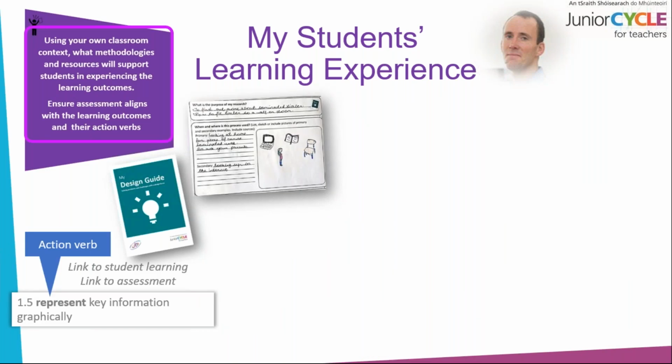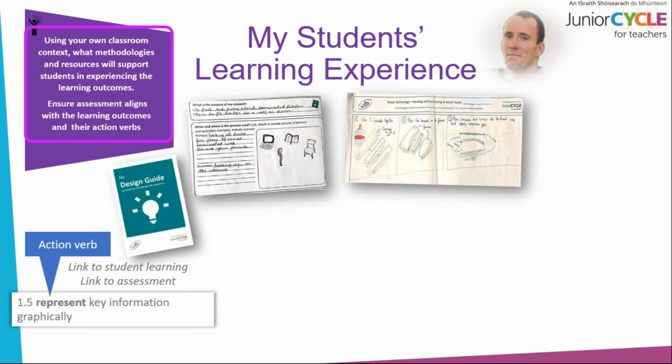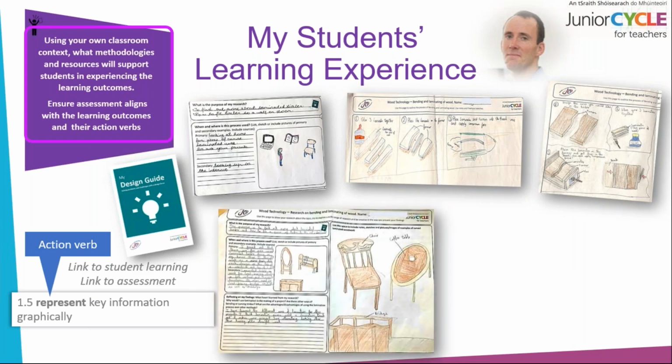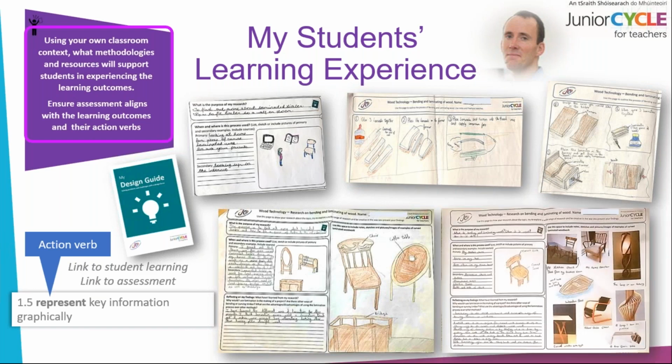When looking at outcome 1.5, which required students to represent key information graphically, examples of where students represent key information graphically can be seen on this slide. The verb was activated through a research task and also when creating the reflection poster on the process of lamination. 2D and 3D sketches were used, as were images from magazines and cutouts, internet images and photographs, which are all forms of graphical communication.